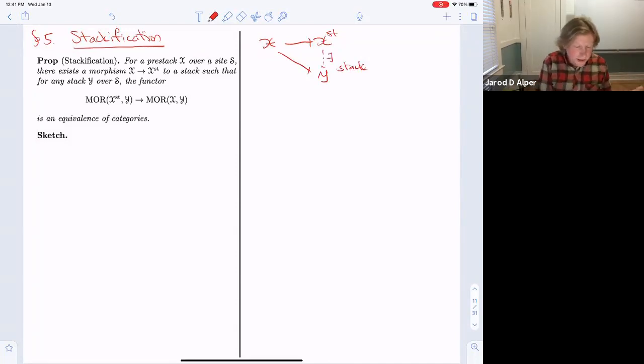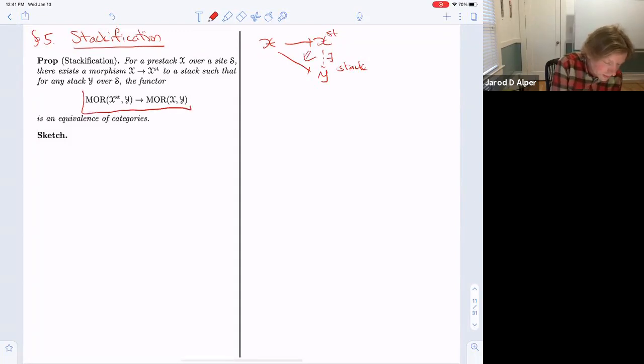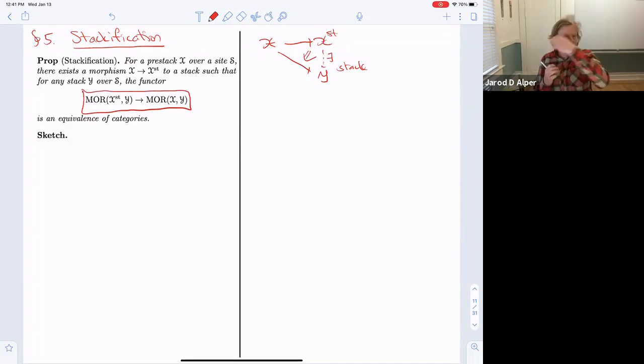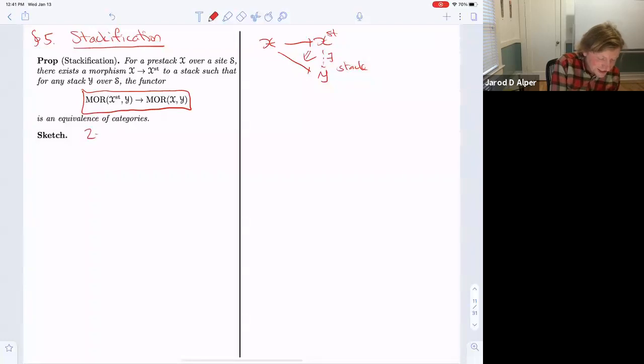But now, since we're dealing with stacks, we have to say that there should be a 2-arrow. And maybe the easiest way to say this universal property is just to say that this is an equivalence of categories. And the proof is not hard. I'm only going to sketch it. I think Robbie might disagree with me, but I'm going to say it's a 2-step process. But it's really also 3.